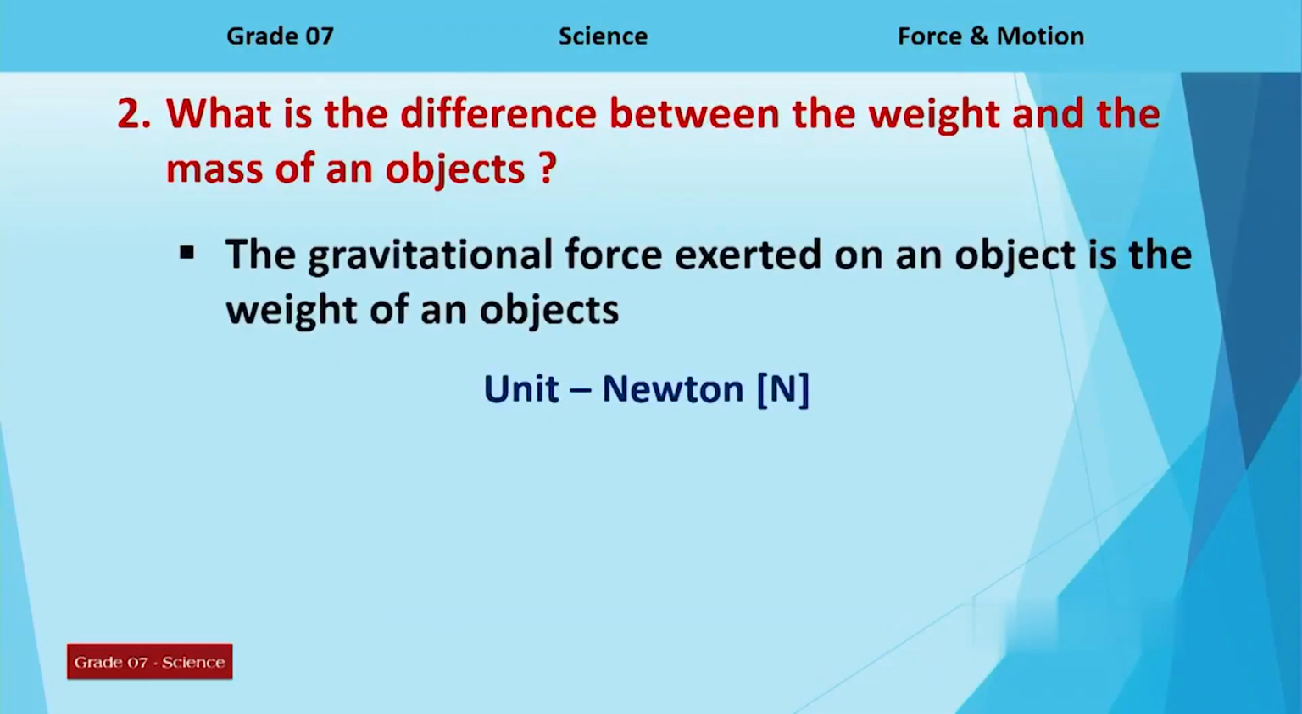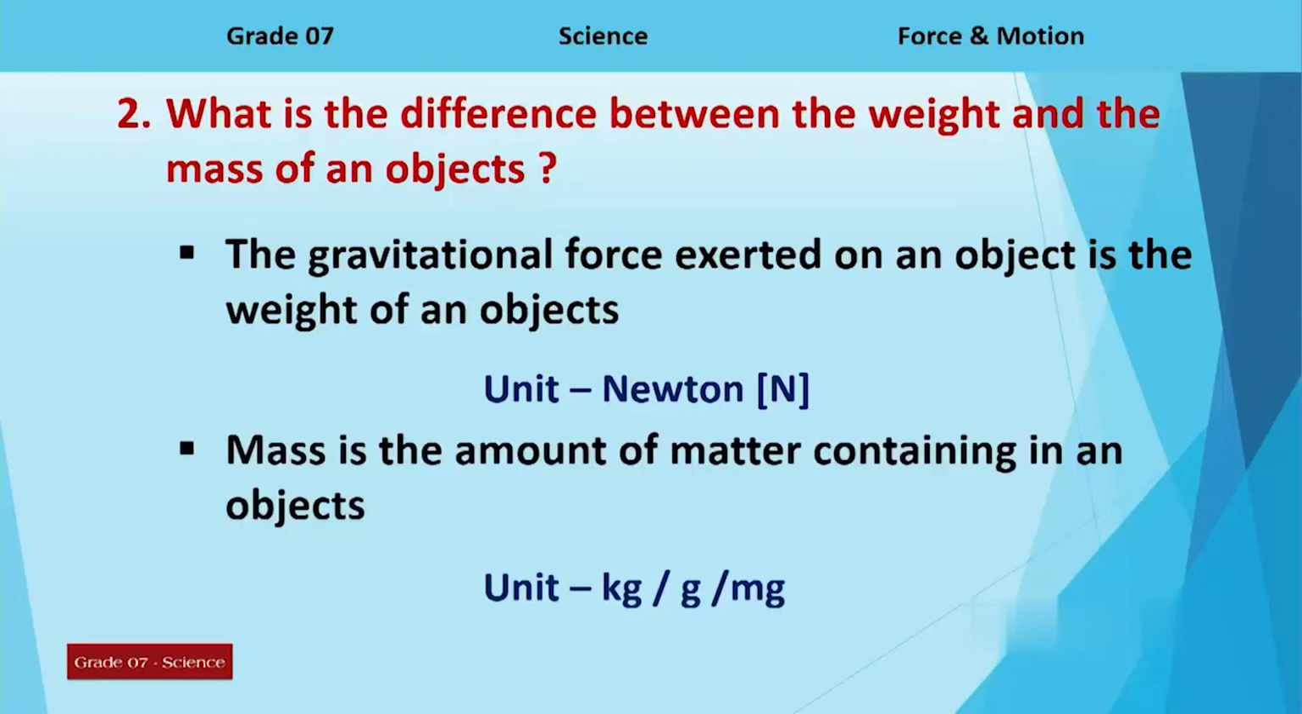The gravitational force exerted on an object is the weight of an object. The weight is a force that is measured in newtons as it is a force. But when we think about the mass, that is not measured in newtons because that is not a force.